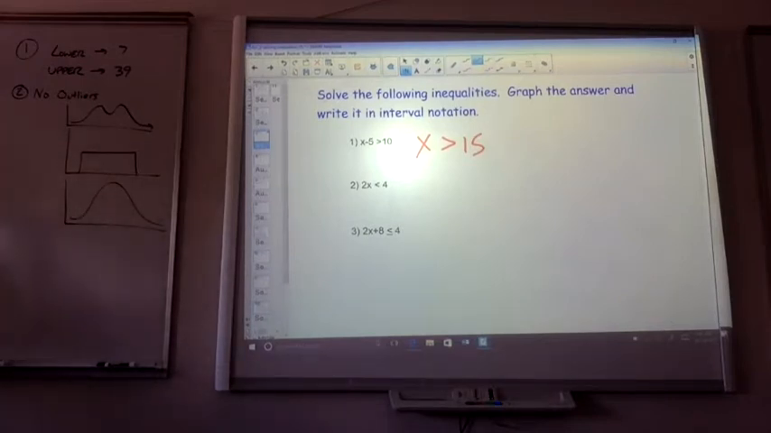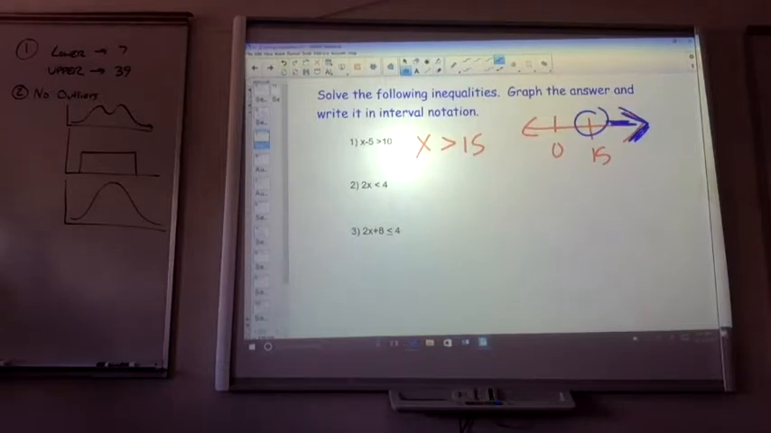So if we graph this, am I starting from 15 and going to infinity, or am I going from negative infinity to 15? I want values that are bigger than 15, right? Is it an open dot at 15 or closed? Open. And am I going to infinity or negative infinity? Infinity. So it looks like that.